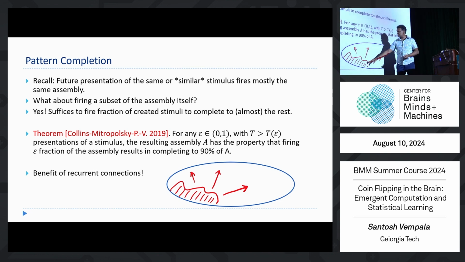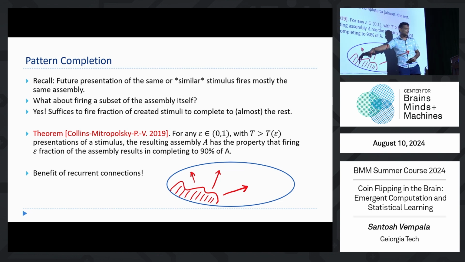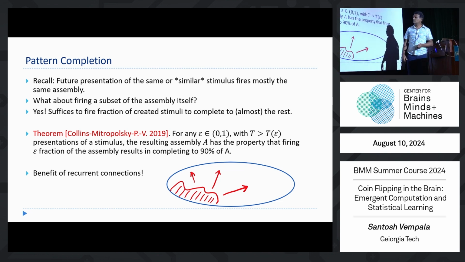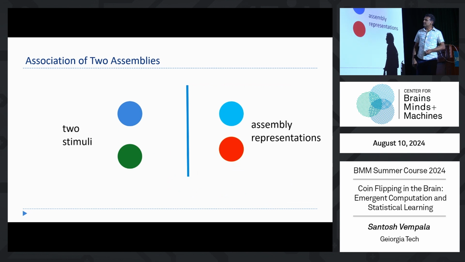So if this small fraction fires, because internally the connections are stronger, the expansion is higher compared to what's happening with the rest of the graph. This activates the rest of it very quickly. That's the point, and this is a benefit of recurrent connections. If we didn't have recurrent connections, this wouldn't happen. So that's pattern completion, which to some extent you also see in Hopfield networks.